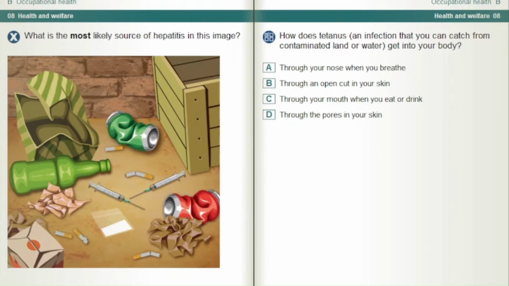What is the most likely source of hepatitis in this image? How does tetanus, an infection that you can catch from contaminated land or water, get into your body? Through your nose when you breathe. Through an open cut in your skin. Through your mouth when you eat or drink. Through the pores in your skin.